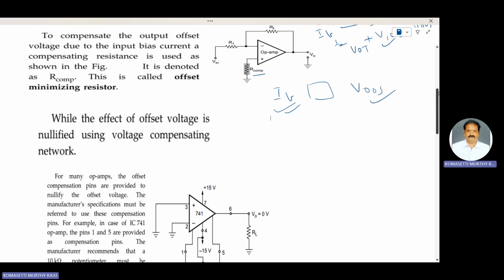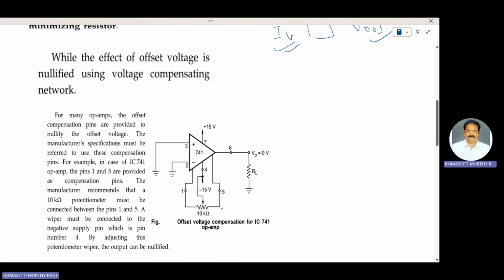While the effect of offset voltage is nullified using a voltage compensating network, shown in the figure here. For many op-amps, offset compensation pins are provided to nullify the offset voltage. Consider the 741 IC, with 8 pins, 4 pins here and 4 pins here. The first and fifth pins are particularly called offset pins. These two are offset pins.